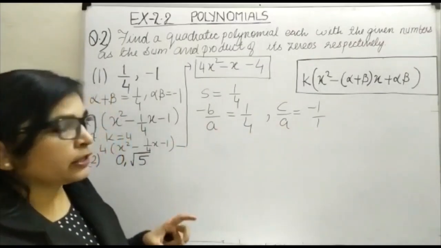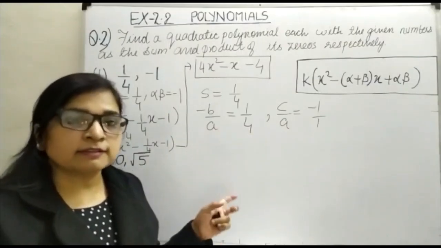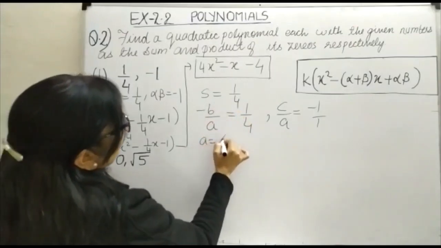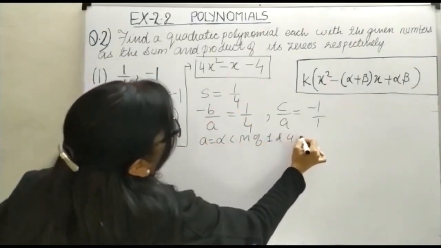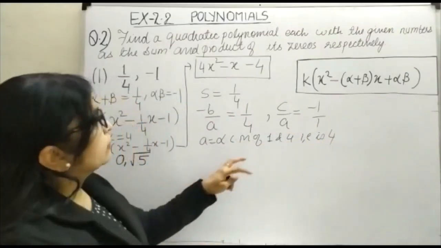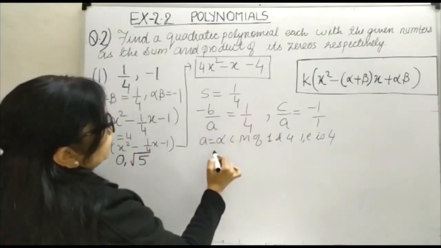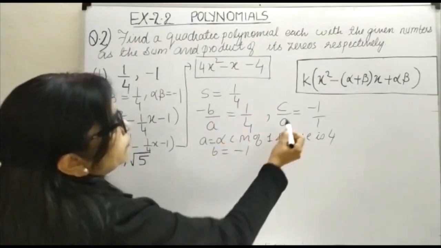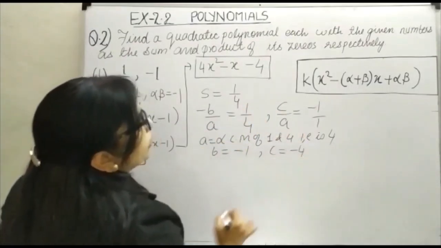So whenever you find two values in the denominator, you take the value of a as the LCM of 1 and 4. So what will be your a? a is equal to the LCM of 1 and 4, that is 4. When you get the value of a as 4, keep a as 4 here. So what will be the value of b? b will be equal to minus 1. When you keep 4 here, your c is equal to minus 4.